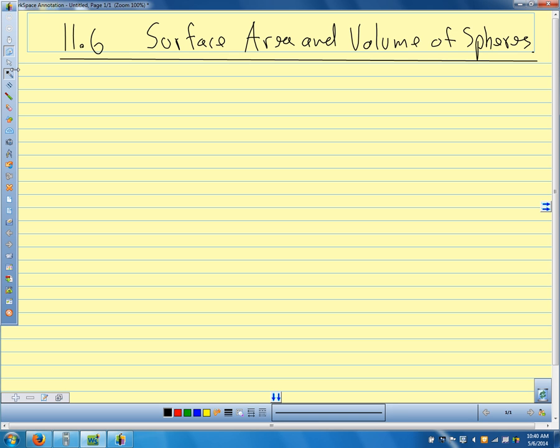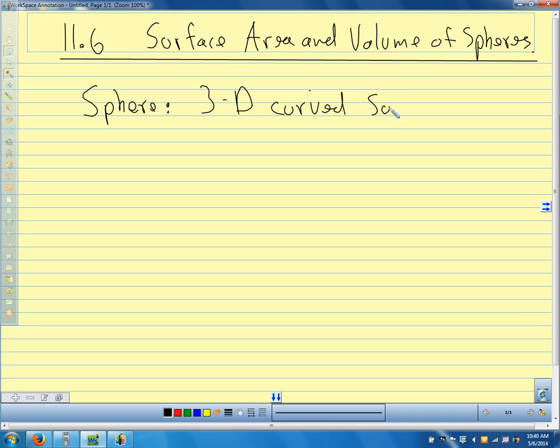So our spheres are nice because we don't have to worry about a base, a height, lateral surfaces, edges, or vertices. All we have to worry about with a sphere, because the entire thing is a curved surface. So we have a 3D curved surface. So we can think of everything being the lateral side. So the whole thing is curved.